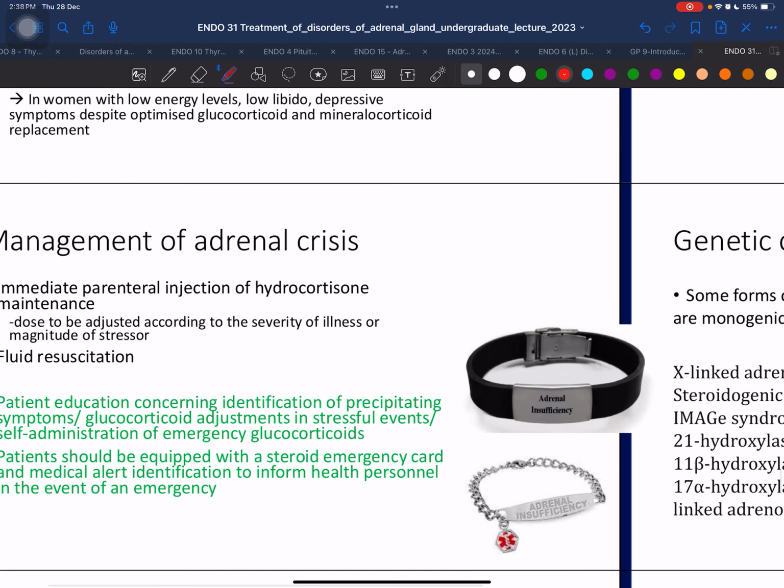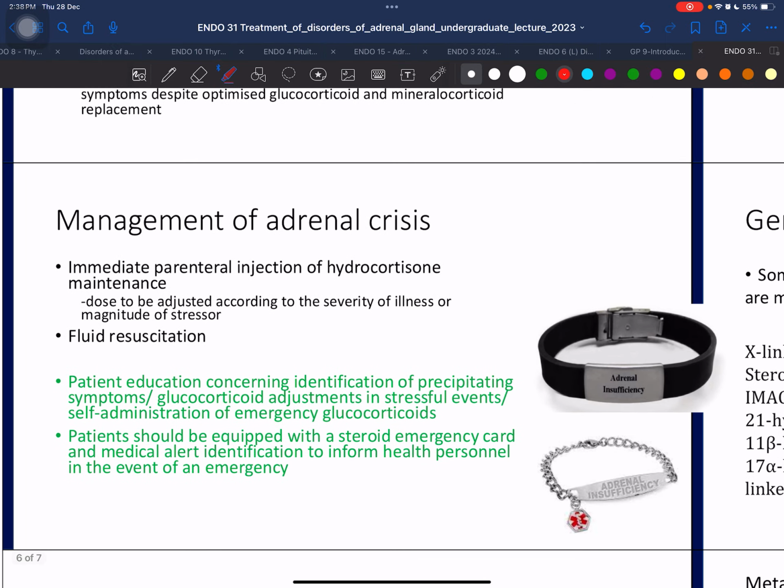And management of adrenal crisis. If the patient comes to the emergency department suspected of having adrenal crisis, you immediately inject hydrocortisone, and then you give fluid resuscitation, because the patient lacks mineralocorticoid and glucocorticoids. So you give this immediately. Now, how do we recognize the patient? Some patients wear adrenal insufficiency bands because they know they are such patients. So in the event that they appear unconscious at the emergency department, the personnel can administer treatment straight away.